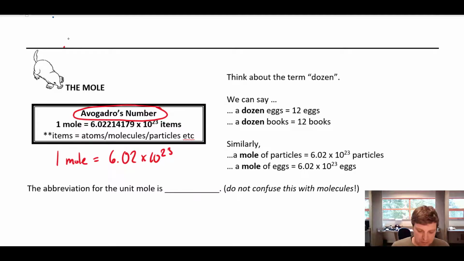Now the abbreviation for mole, it's a good one. It's MOL. See that? Abbreviated it by 1 whole letter. So much simpler. MOL is not the same as molecules. MOL is definitely mole, and it stands for this many things.